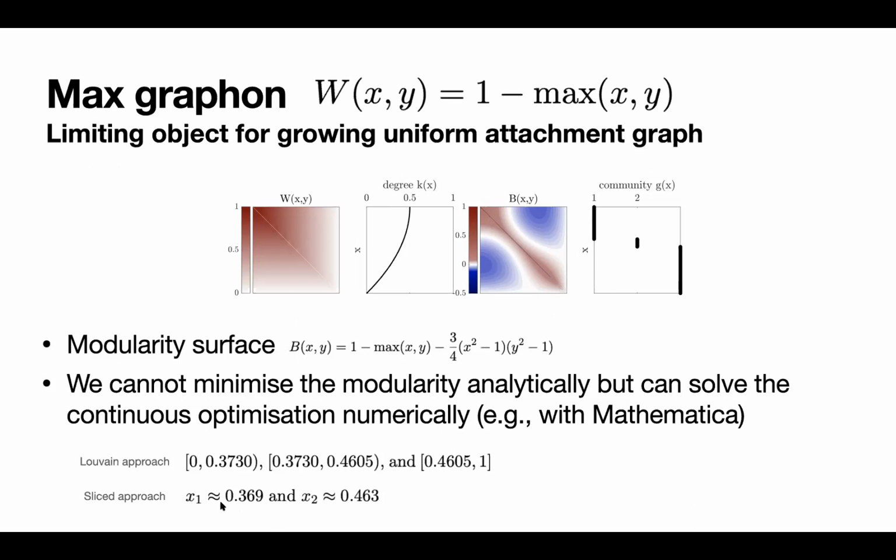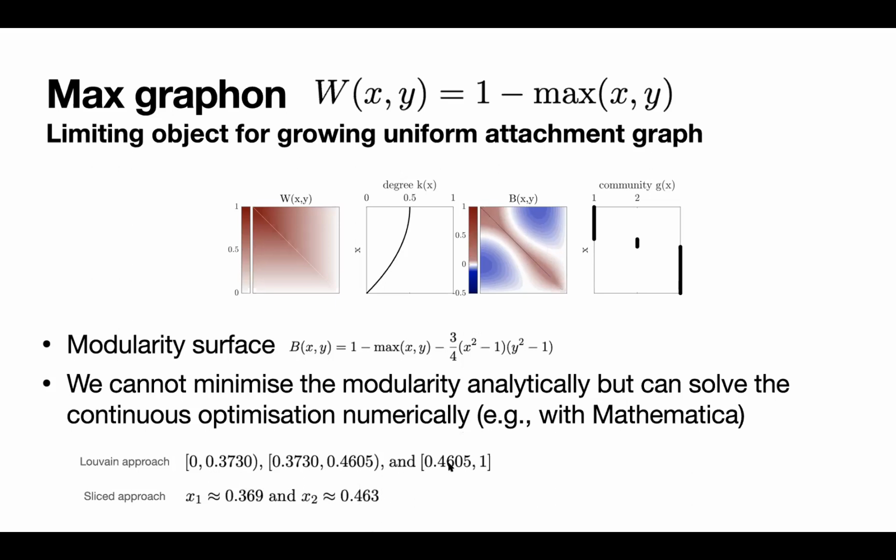So for example, Mathematica, and what we find is that this continuous optimization approach, which again has only two parameters, x1, the border between the first and second community, and x2 between the second and third, gives a result that is very similar. It's not absolutely identical, but up to essentially just the discretization of the modularity surface, it is the same.